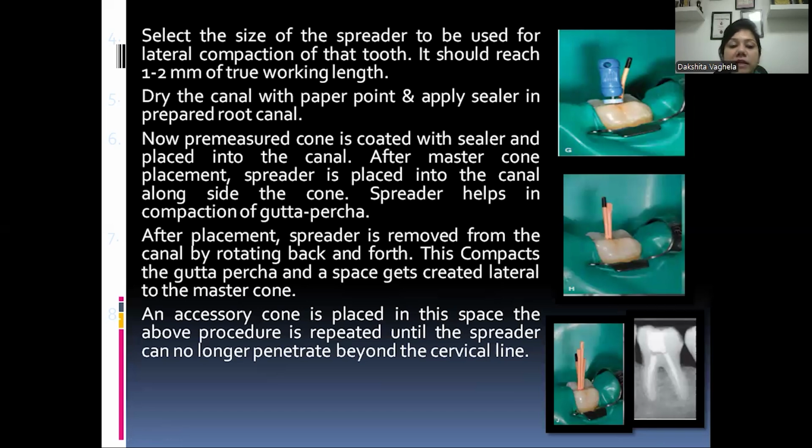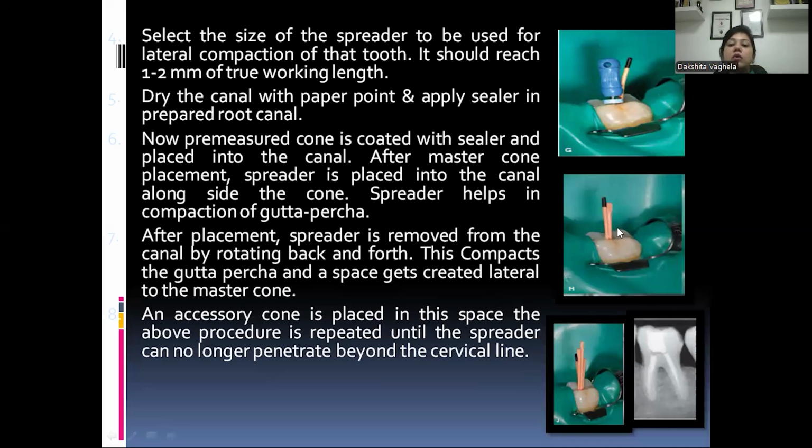So after master cone placement, the spreader is placed into the canal alongside the cone. The spreader helps in compaction of the GP, first thing. Second, it also creates space for your accessory cones to come. After placement, the spreader is removed from the canal by rotating back and forth. This compacts the gutta-percha and a space gets created lateral to the master cone. An accessory cone is placed in this space. The above procedure is repeated until the spreader can no longer penetrate beyond the cervical line.